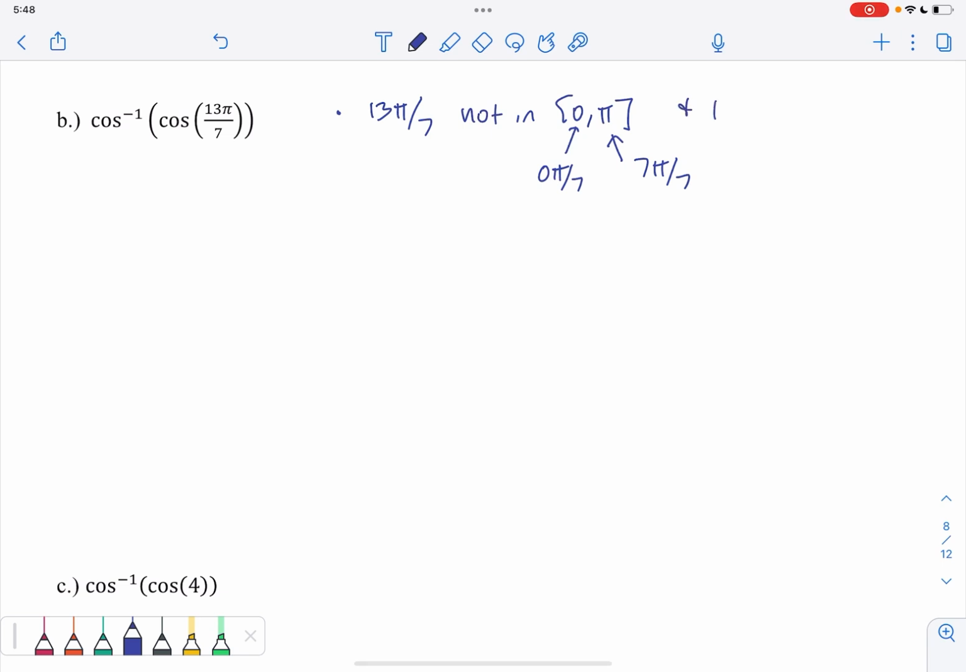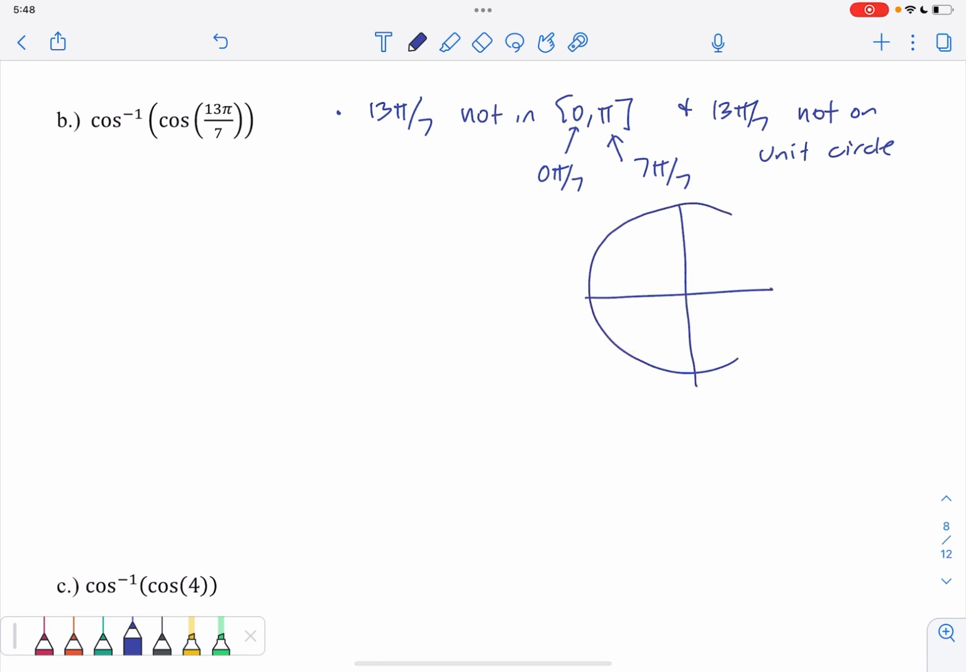And 13 pi over 7 is not on the unit circle. It is, right? Of course, every angle is on the unit circle, but it's not one of those nice ones that I can go find where it lives. It's not really coterminal to a nice one where I know where it lives. So we have to go to reference angles, and I can certainly do that. So I'm going to need a picture for sure.